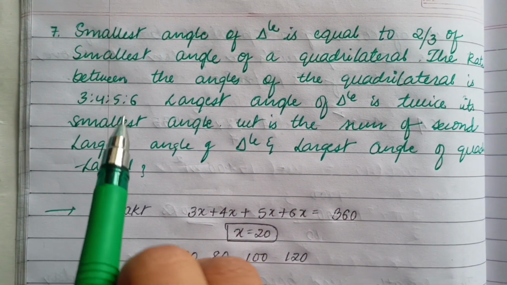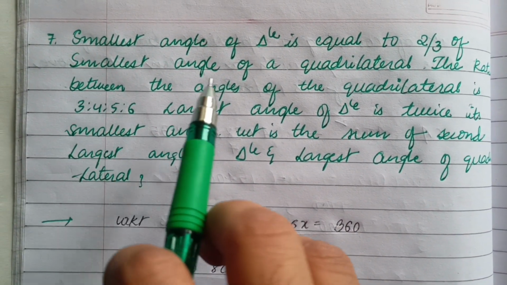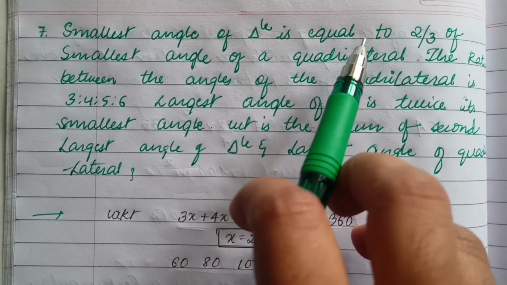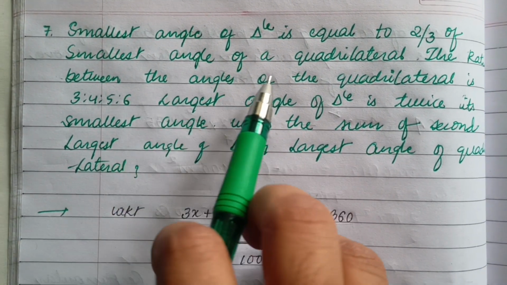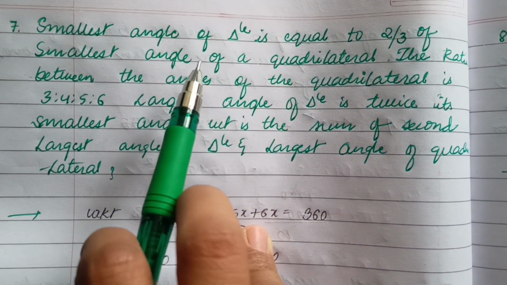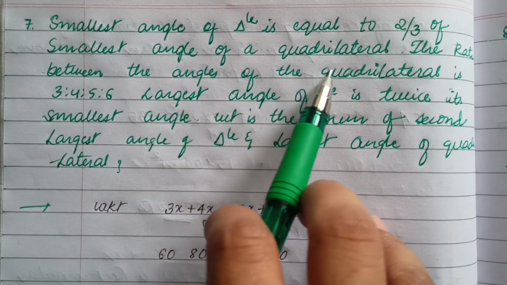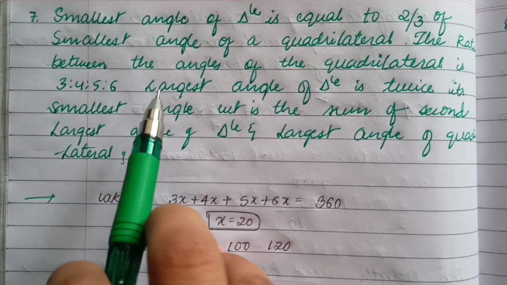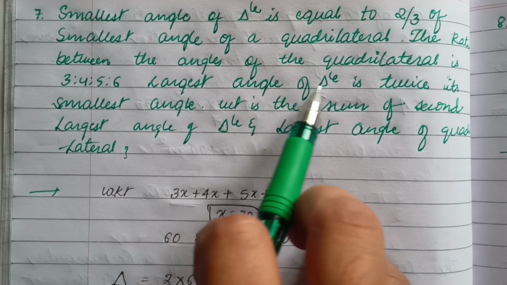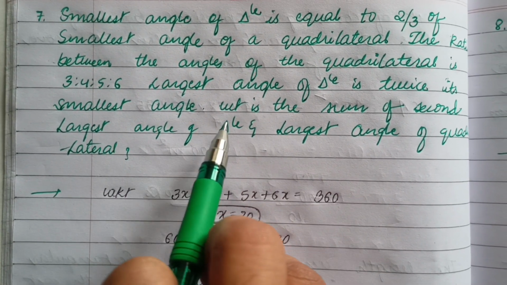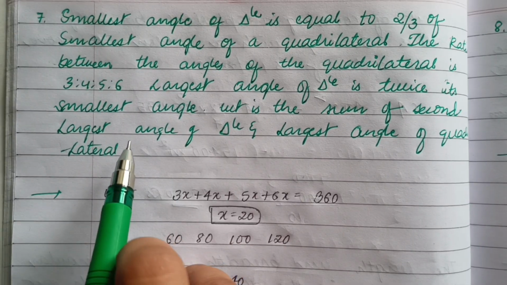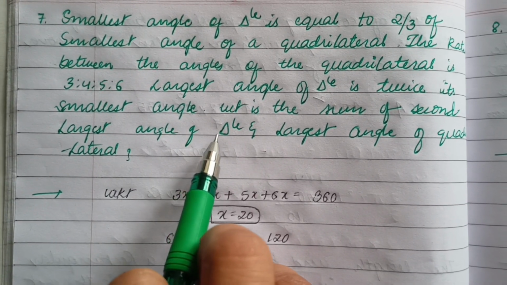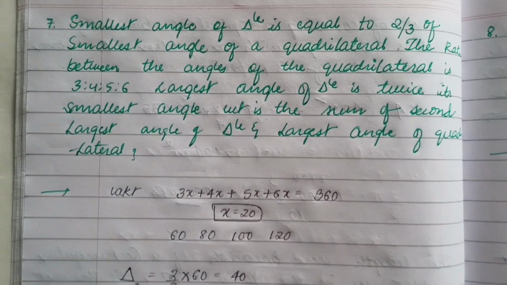So let's move on to the next question. The smallest angle of the triangle is equal to 2 by 3rd of the smallest angle of a quadrilateral, and the ratio between the angles of a quadrilateral is 3:4:5:6. The largest angle of a triangle is twice its smallest angle. So what is the sum of the second largest angle of the triangle and the largest angle of a quadrilateral?